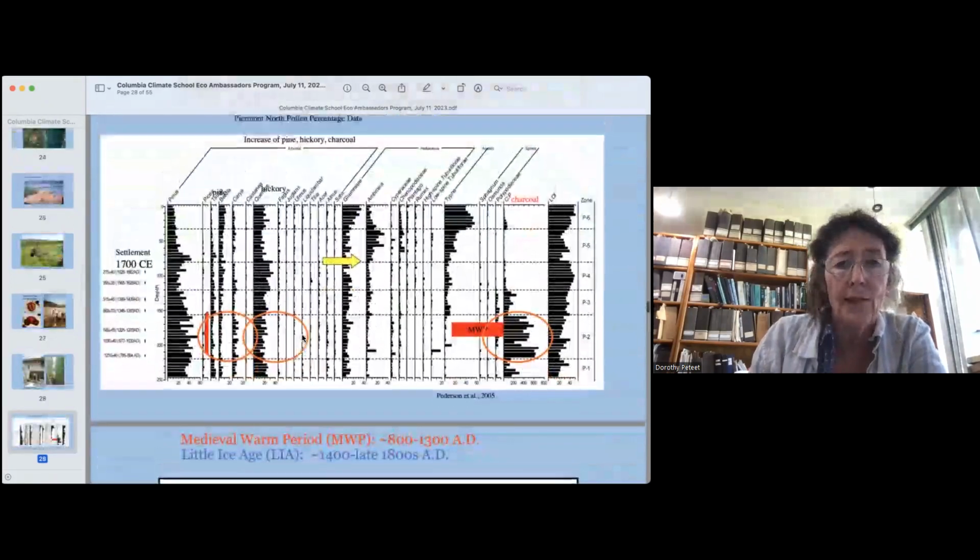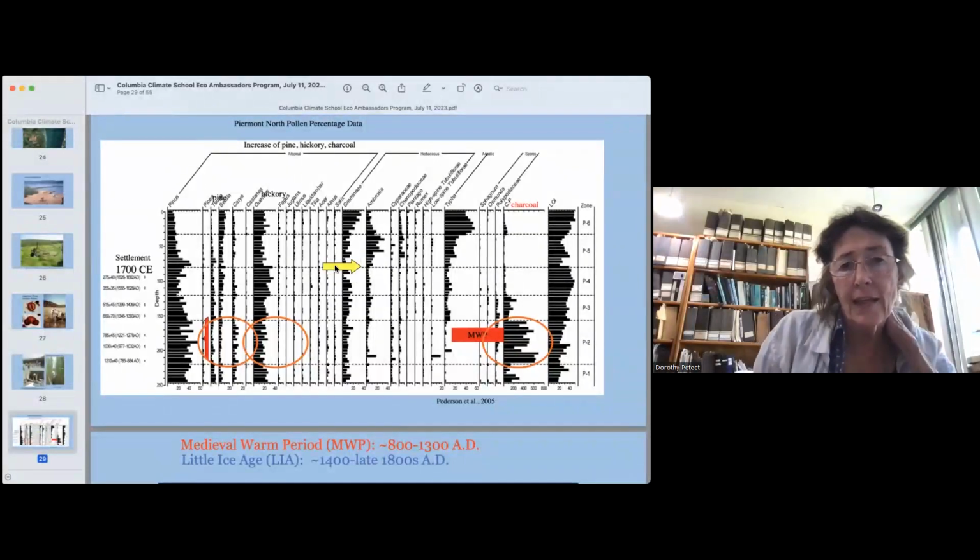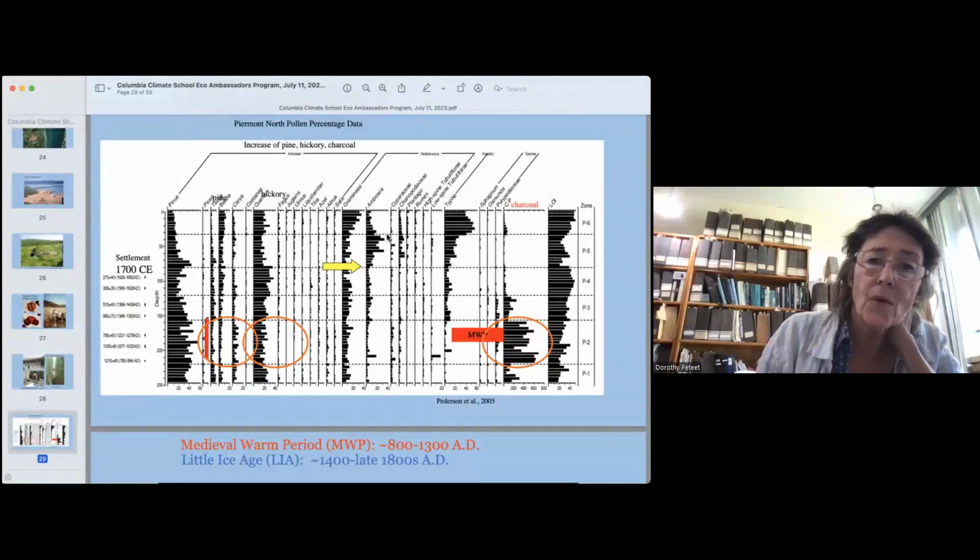But here's the pollen diagram again. And the yellow arrow here is like the orange one. So we see European impact with the decline of the trees, ragweeds rise. And again, in the 20th century, there's some reforestation and grass increase.